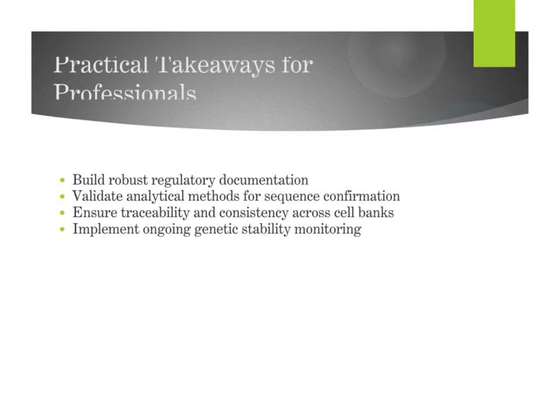Let's end with practical implications. Always maintain robust regulatory documentation. Validate analytical methods thoroughly. Ensure complete traceability across cell banks. And integrate genetic stability monitoring as part of ongoing quality assurance. By following these principles, organizations not only meet ICH standards, but also position themselves for sustainable, high-quality biologics production.